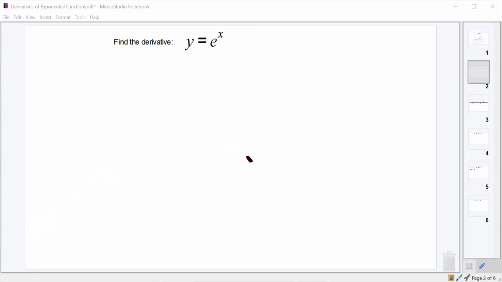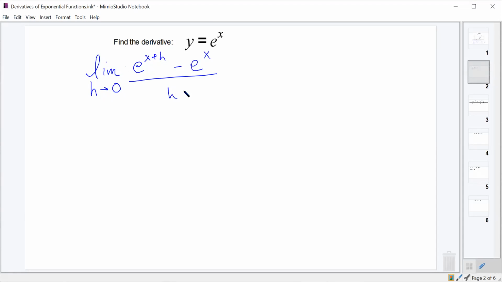So if we don't have a rule for it, the only way we can really go about finding this is with a limit. And what limit will we do to find the derivative of something? The limit as h approaches 0 of f of x plus h minus f of x all over h. So that'd be e to the x plus h, minus f of x, so that's e to the x, all over h. Good or no? Good.